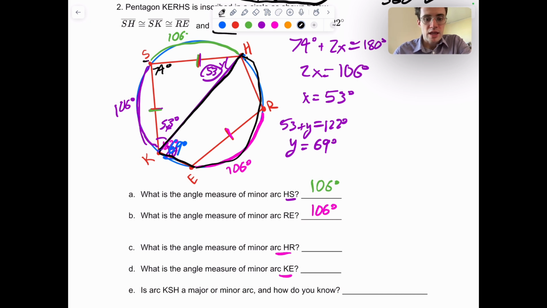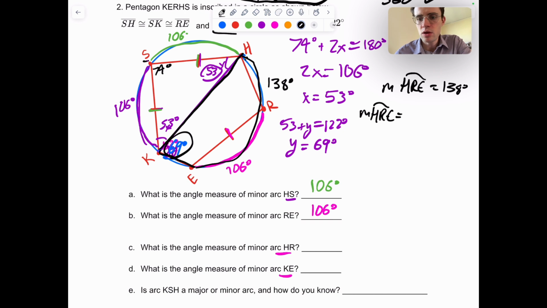Now, if you want to find the angle measure of HRE, again, you double the inscribed angle that intersects it. So double 69, which would give us 138 degrees for this entire measure of arc HRE. And the measure of HRE is also equal to the measure of HR plus the measure of RE. That's how you form that arc, you add those two smaller arcs together. So we could say that the measure of arc HR plus the measure of arc RE would be equal to 138, because it's equal to HRE, which is 138.